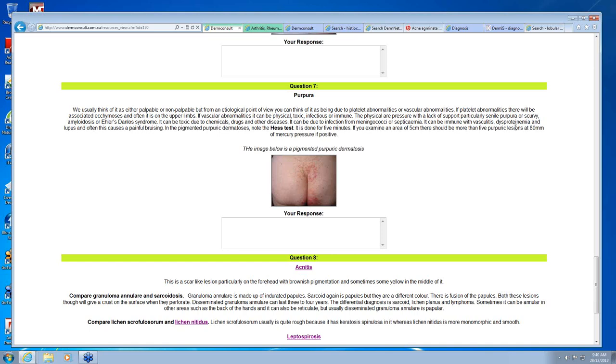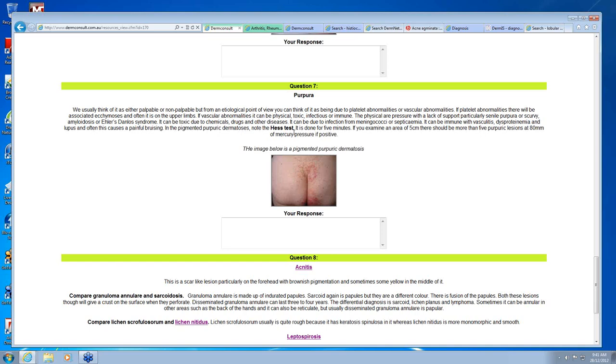Purpura can be immune with vasculitis, dysproteinemias, and lupus, some of the collagen diseases, causing painful bruising. Then you've got the pigmented purpuric dermatoses, a bit of capillaritis, a bit of pressure, increased venous pressure in the lower legs with varicose veins and the like, and the back pressure causes leakage from the capillaries, little dot-like hemorrhages.